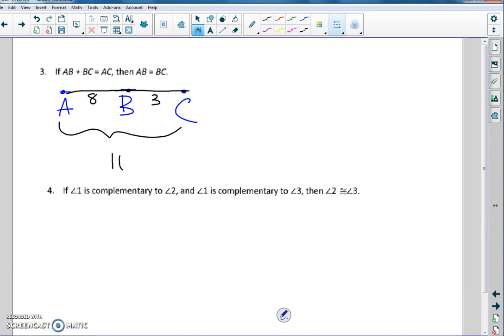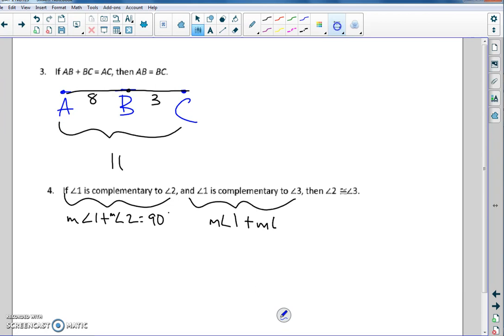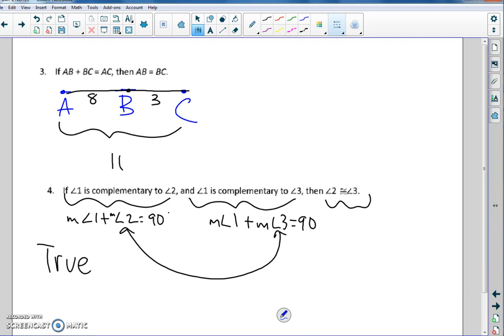And then our example 4, if angle 1 is complementary to angle 2, so you're going to ask yourself, what does that mean? Angle 1 plus angle 2 has to equal 90. And angle 1 is complementary to angle 3. And they're saying these two have to be the same value. Well, that's actually true. It's not a false statement. Okay, this one was false, and that's my counterexample. This one is actually a true statement.